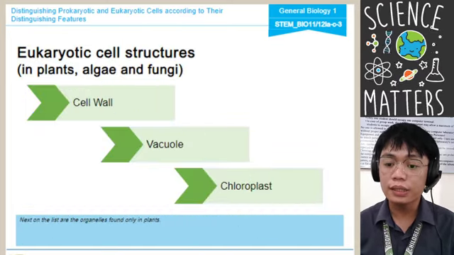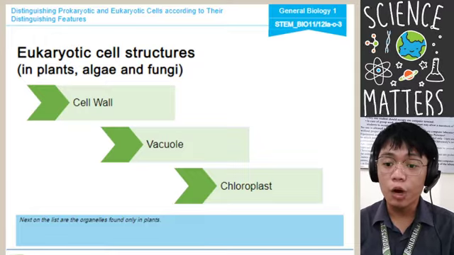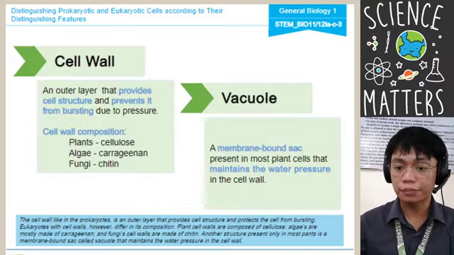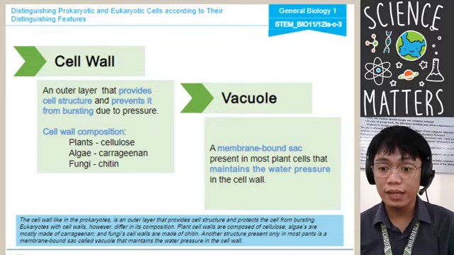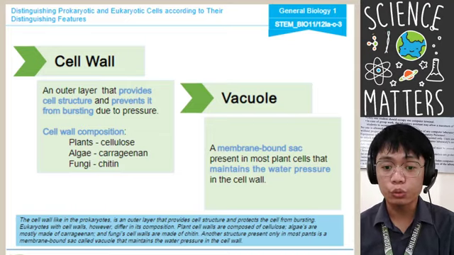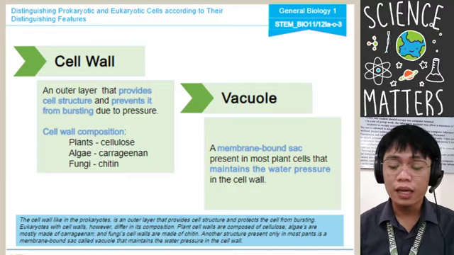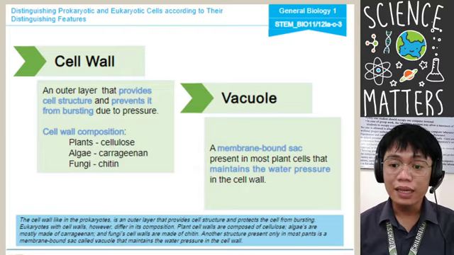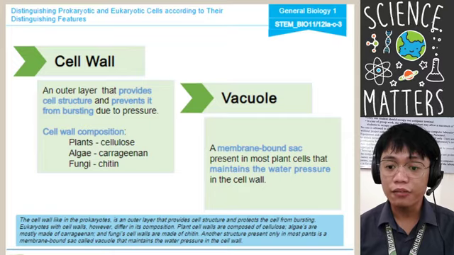Okay, in eukaryotic cells, specifically in plants, algae, and fungi, they have commonalities. They have a cell wall, vacuole, and chloroplast. Okay, let's start. The cell wall is the outer layer that provides cell structure and prevents it from bursting due to pressure. Since the plant cell contains a lot of water inside its vacuole, and aside from that, it contains several organelles that function well, it really needs support, and that support comes from the cell wall.